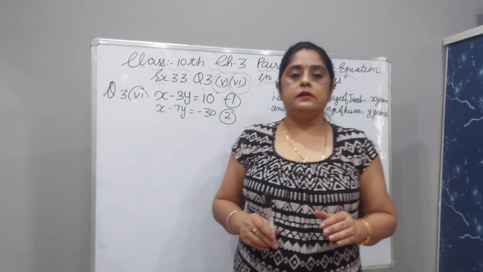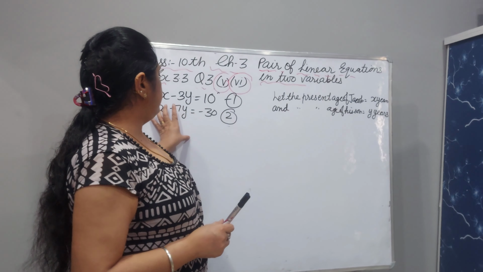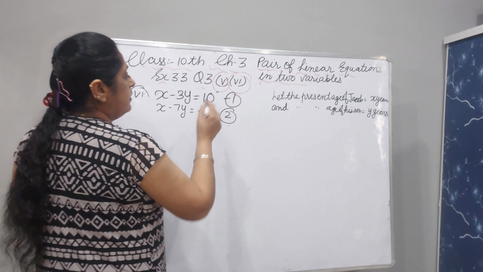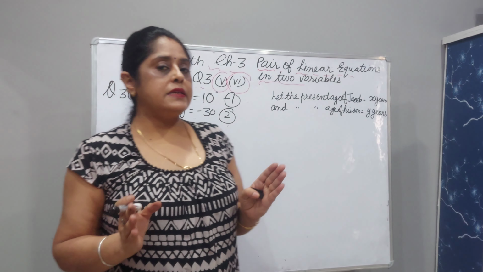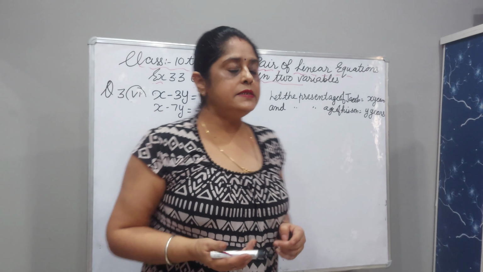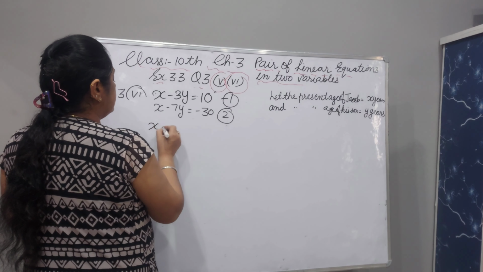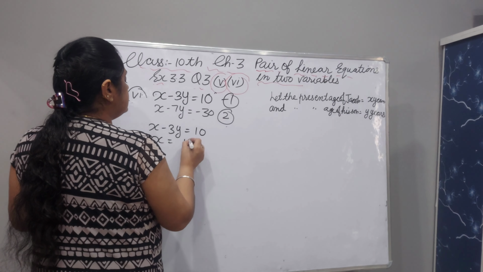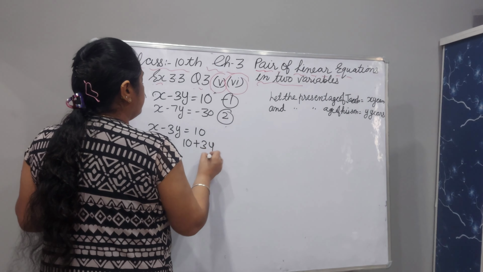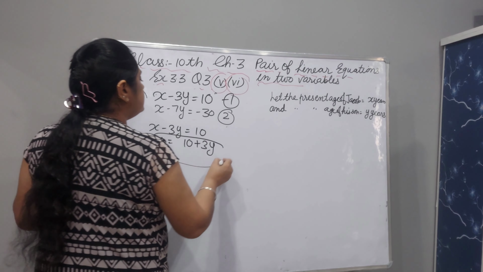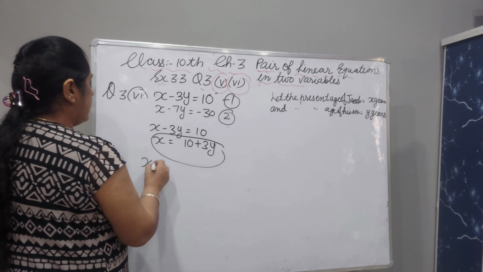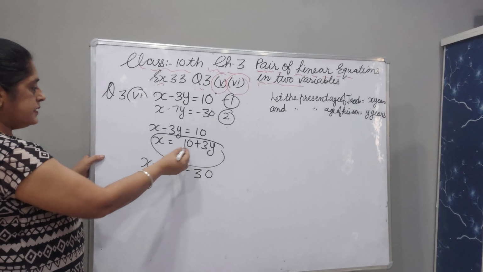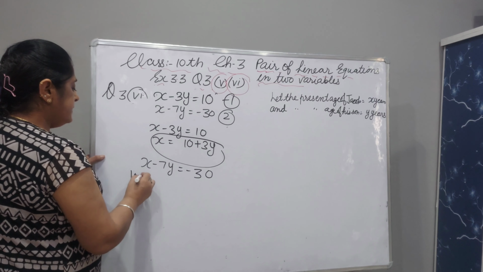Now we will solve. Equation 1 and 2 I have written here, and their present age I have written here. Now equation 1, we will calculate the value of x and we will substitute this value in equation second. First equation we will write x minus 3y equal to 10. X is 10 plus 3y. That value we will substitute in second equation. X minus 7y equal to minus 30. In place of x write 10 plus 3y.